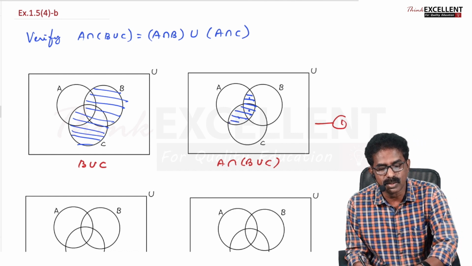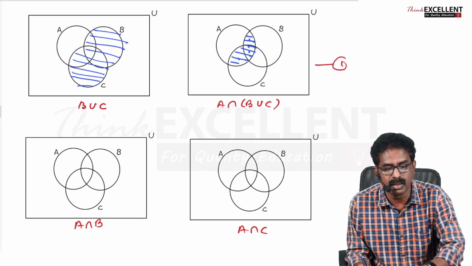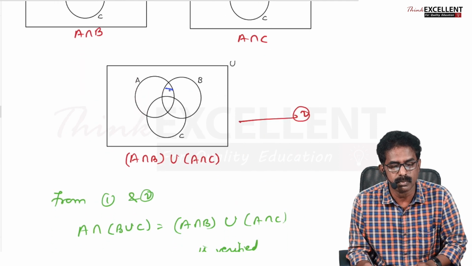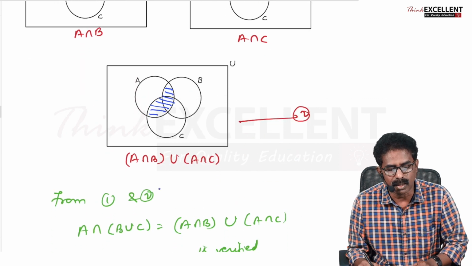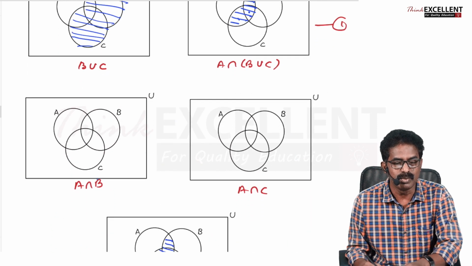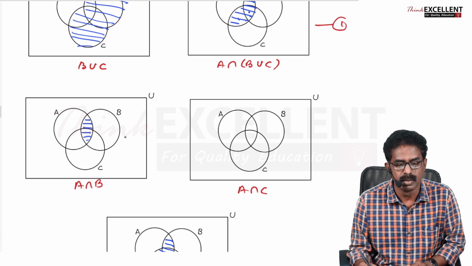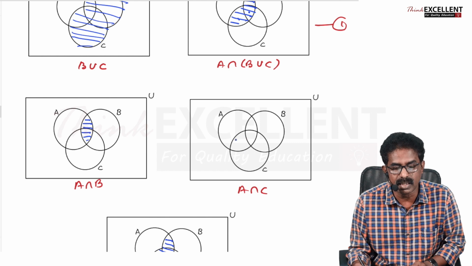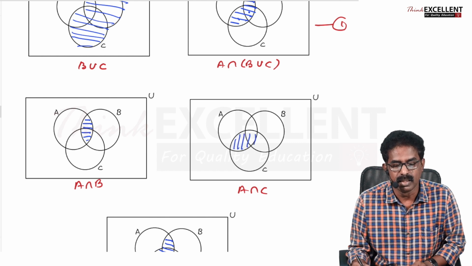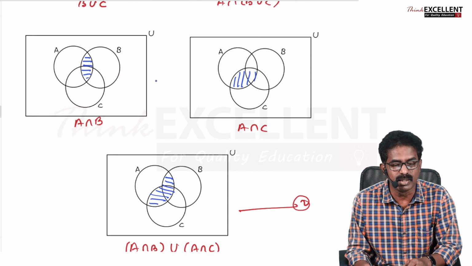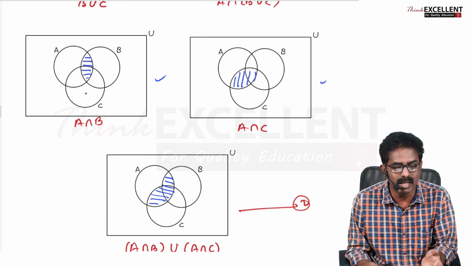So in the answer also, only that portion. See the portion which one? In A, that 3 part. Then all these things will be true, right? Now A intersection B, common for A and B. Then A intersection C, A and C. If you take the union of these two, definitely you will get this.